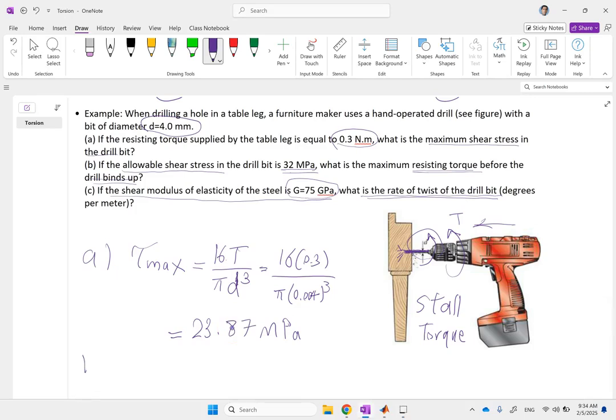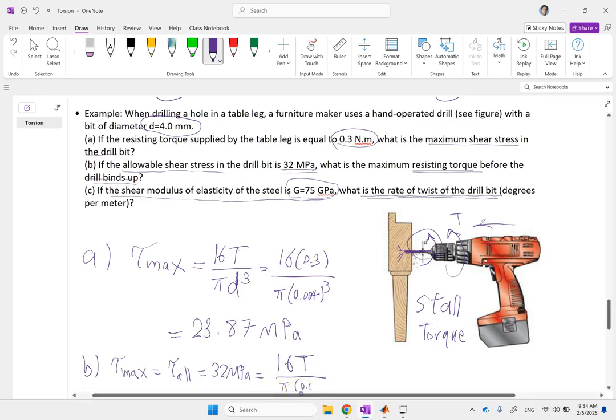Now, for part B, it's the opposite. The maximum torque is given. You want to find the maximum torque. The maximum tau is given. So tau max in this case, which is the same as tau allowed, is equal to 32 megapascal, and this is equal to 16T over pi times d cubed, and you can find T in this case.